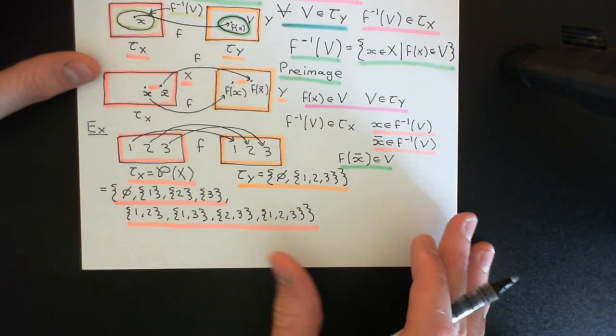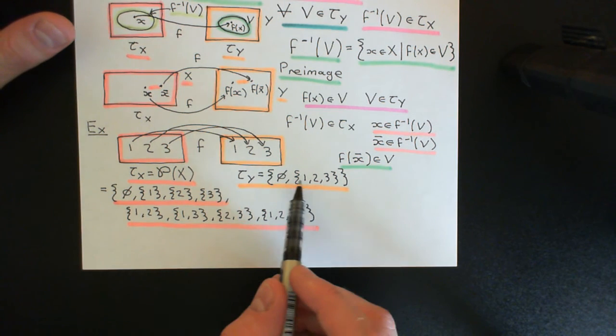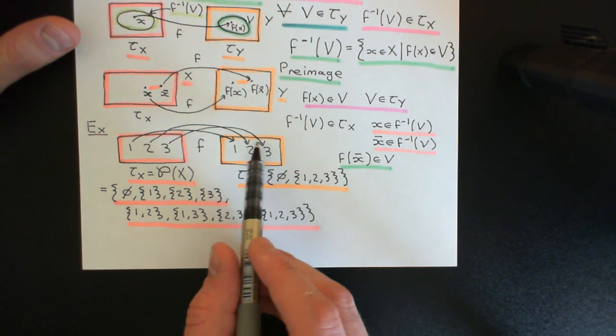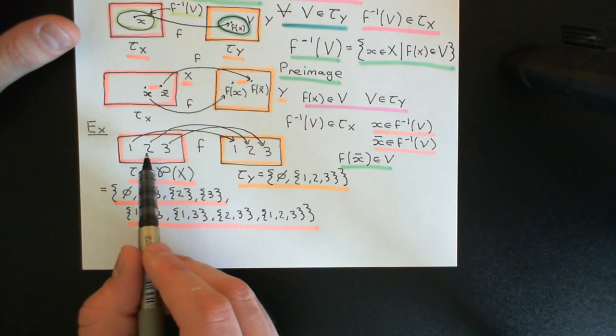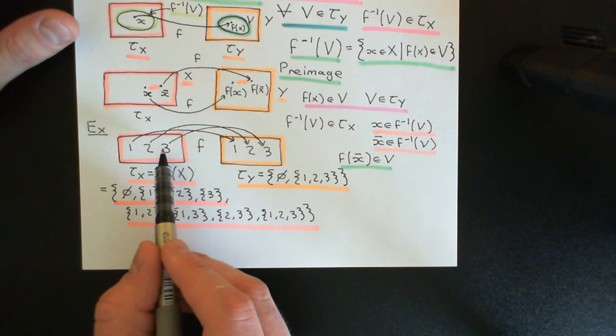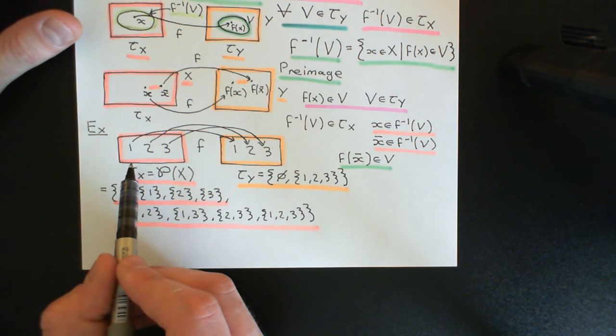Okay, so let's just apply our abstract definition. So we need to ask, is it the case that for any open set that you take in the codomain topological space, the pre-image of that in the domain topological space is also an open set? So we'll start off with the empty set. What is the pre-image of the empty set?